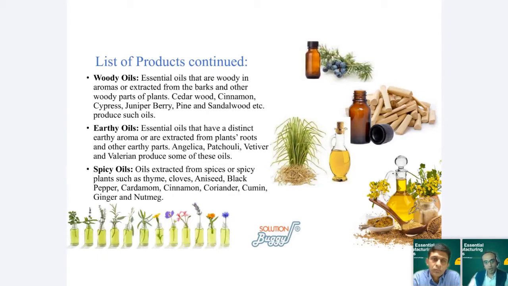Then coming to the earthy oils. Earthy oils come from the earthier parts, meaning the roots, such as angelica, patchouli, vetiver, valerian produce, and others. Even lemongrass comes under the earthy oils. The spicy oils are clove, thyme, anise, black pepper, cardamom, cinnamon, coriander, cumin, ginger, nutmeg. These come under spicy oils, and are used in flavor, food and beverage industries.